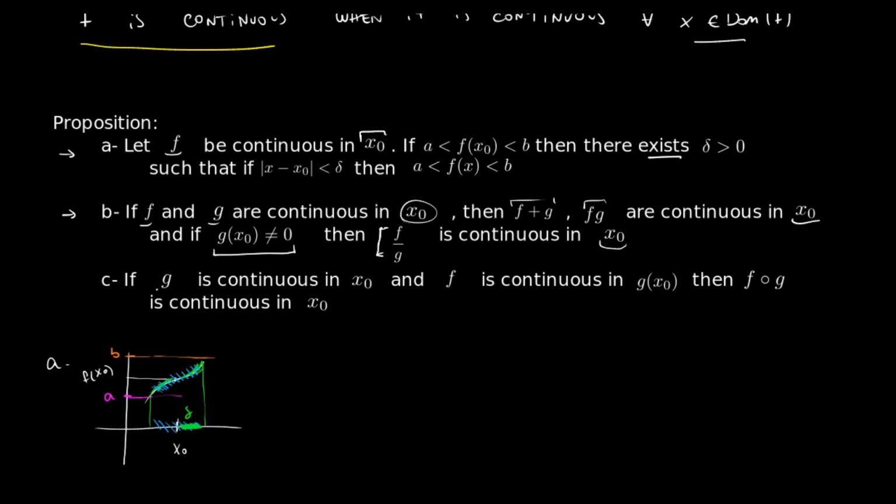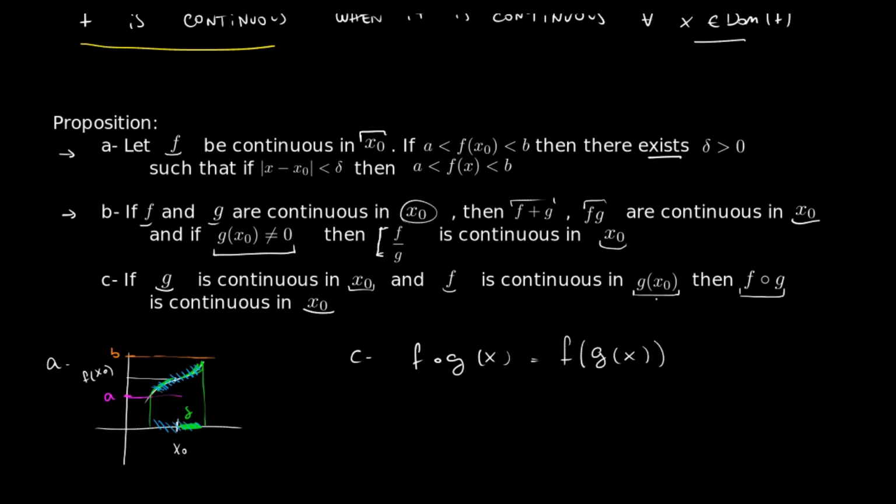And the last one says we have a function g continuous in x0 and f continuous in g of x0. Then the composition f composed with g is continuous in x0. For those that don't remember, what is the composition? We have f composed with g in some value x. This is a new function that is f evaluated in g of x.